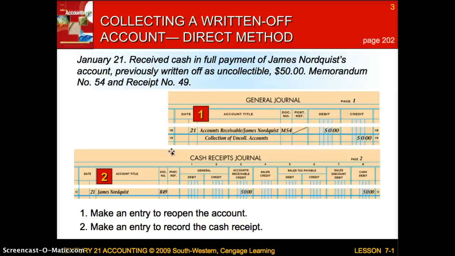And so we will go ahead and debit that accounts receivable again and credit that collection of uncollectible accounts, and then we will make an entry to record the cash receipt because now we need something in our cash receipts journal saying that he has paid.